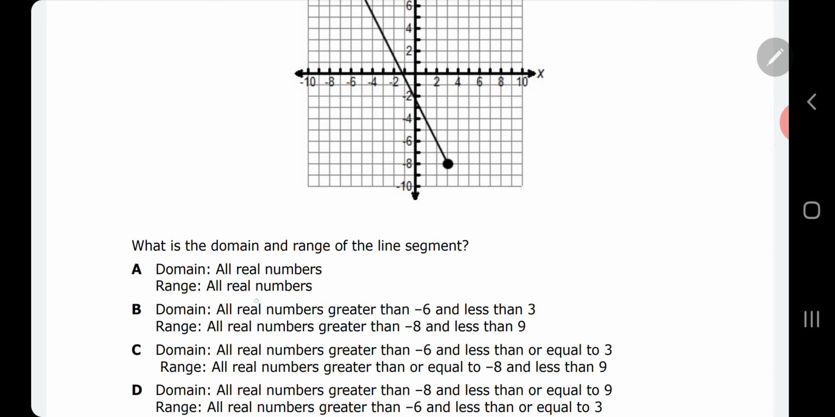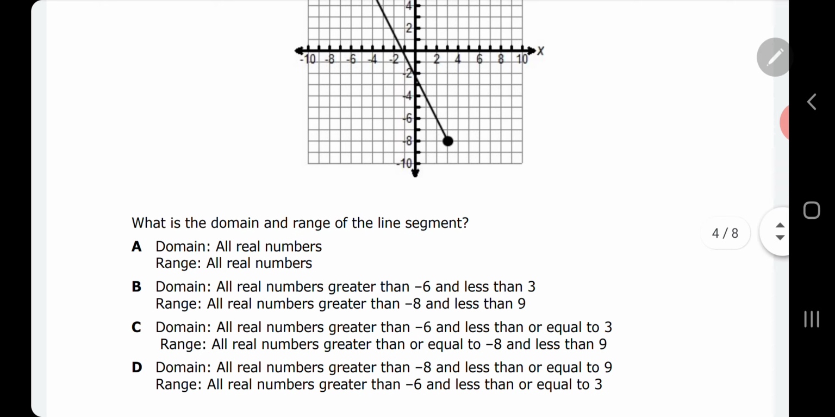B says all real numbers greater than -6, which we are, and less than 3. Well, that's true, we are between -6 and 3. The problem with this guy is it's saying that we cannot be 3, so he's not correct. All real numbers greater than -6 and less than or equal to 3. That is correct. We are between -6 and 3, and we can be 3. All real numbers greater than -8 and less than or equal to 9. Well, that one's just way off.